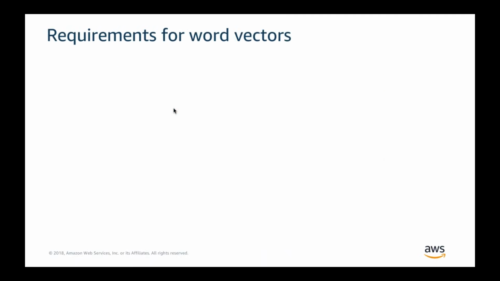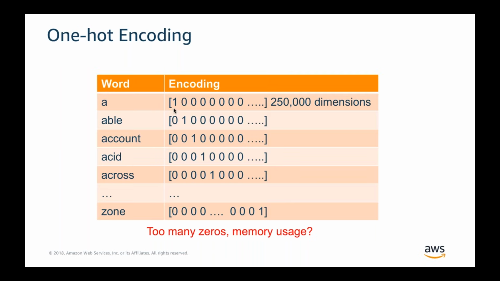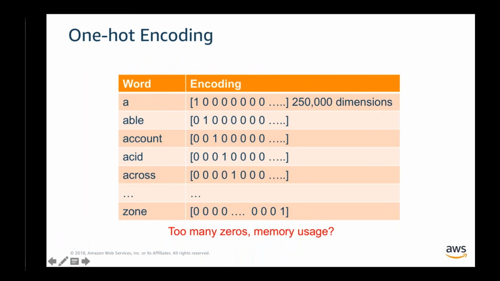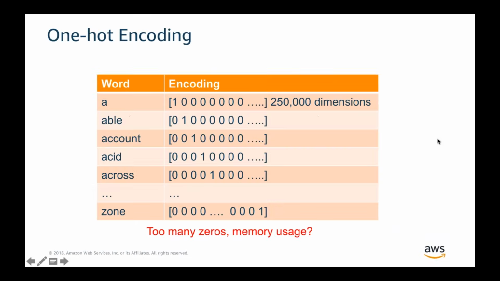So how do we solve this? What we see here is a lot of zeros, and just one dimension that has a value of 1. What if we can bring this dimension down to something much smaller, like 200 dimensions or 300 dimensions, and have this as a dense representation of the word?